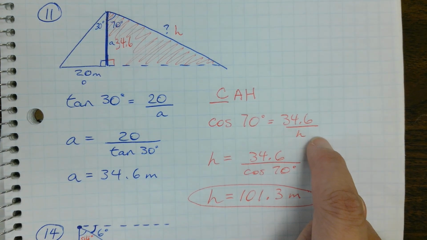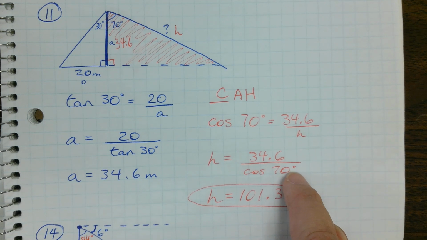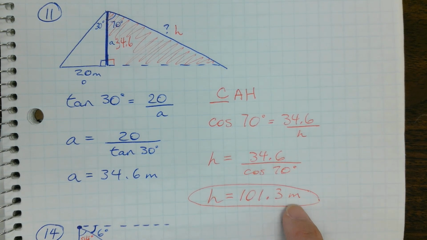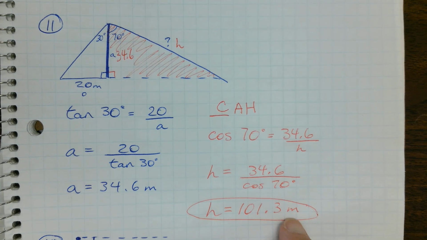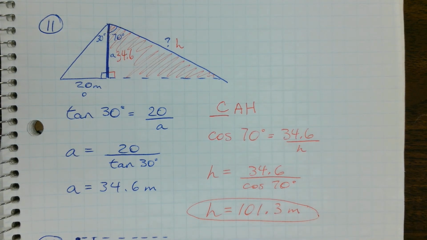Okay, variable is on the bottom. Again, that means I'm dividing. So 34.6 divided by cosine 70, I get 101.3. Okay, don't forget your unit is in meters. Length is always centimeters, meters, kilometers; angles, degrees.